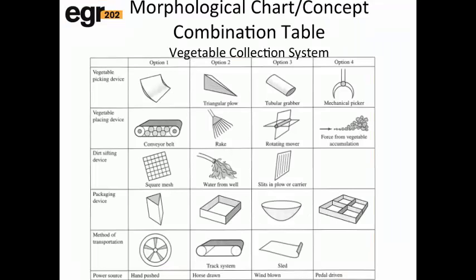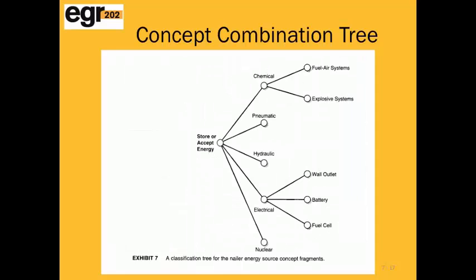The function is to store or accept energy, and it's divided up into physical ways to store or accept energy: chemical, pneumatic, hydraulic, electrical, nuclear. I think there are probably some other ones that are not here that you might want to add. Electromagnetic would be one. Maybe that's part electrical, but there are probably some other ones you might want to add. And then you follow the branches and see if you've covered them. And if you haven't covered them, like pneumatic and hydraulic, for example, and nuclear have not been covered, you might want to brainstorm on just those solutions to see if you can come up with a solution that's pneumatic, hydraulic, or nuclear.